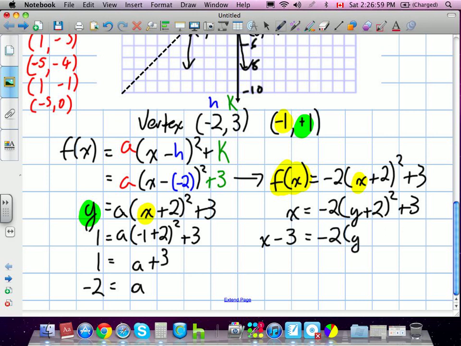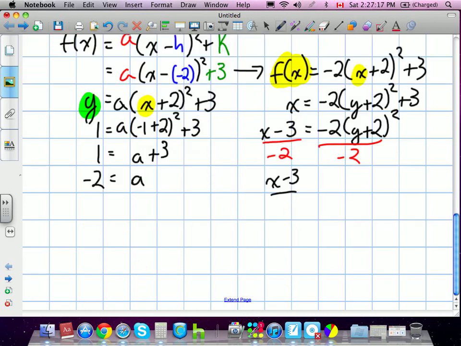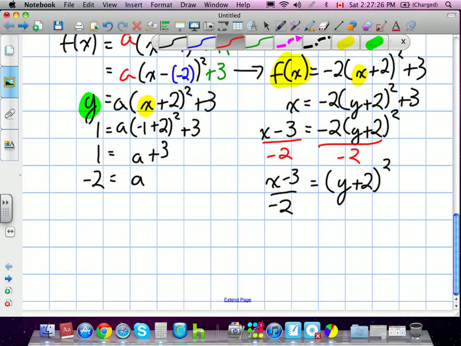Then what? How do I bring that over? Yeah, because it's multiplication, so we're going to divide by -2. So we then get (x - 3) divided by -2 is equal to (y + 2)^2. Then what? How do I get rid of the squared? Yep. Square root both sides.